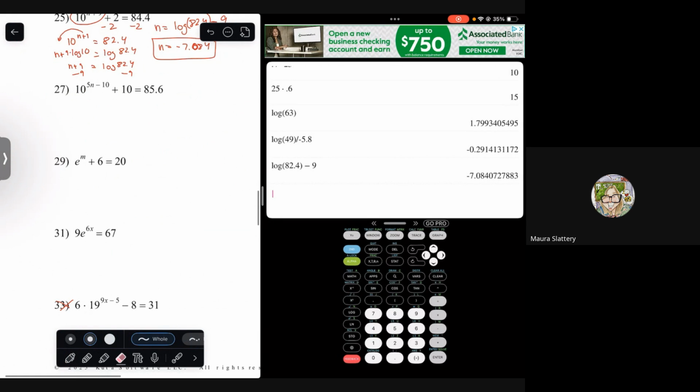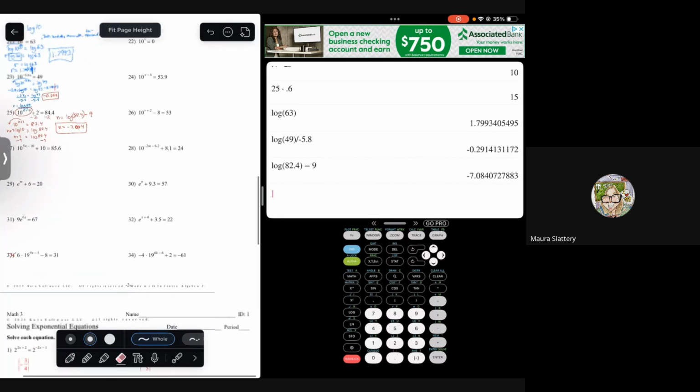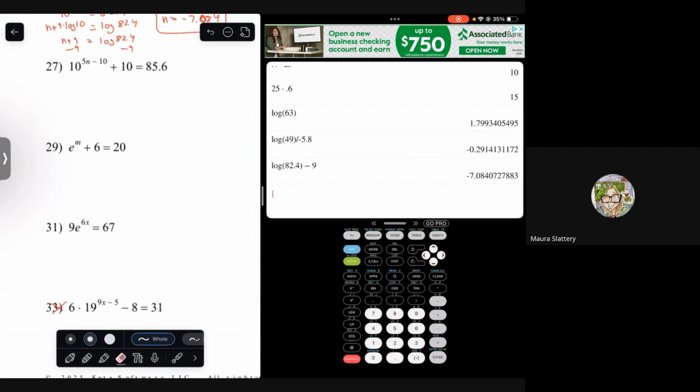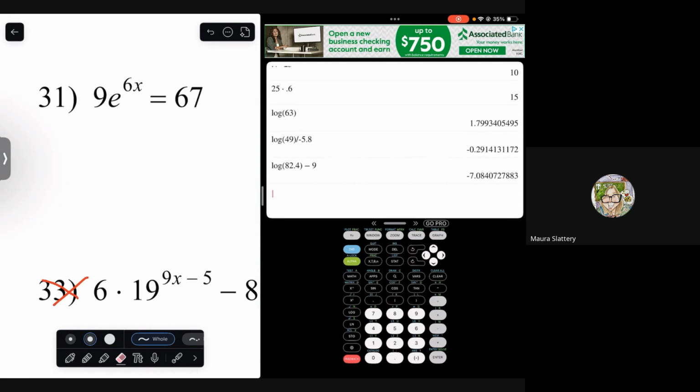Let's go ahead and take a look at 31. This one is e. To solve something like this, we want to get that e to the power of something by itself. What can we get rid of first? The 9. Yeah, let's get rid of the 9. How are we going to do that? Divide. So I get e to the 6x is equal to 67 over 9.